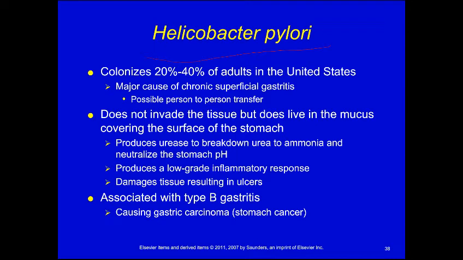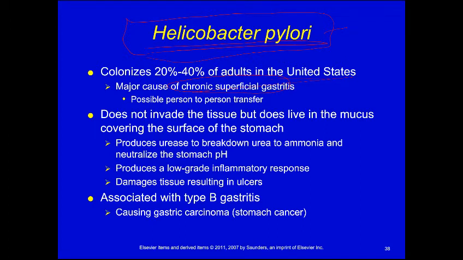Helicobacter pylori. Oh, yan. Common yan. Colonizes 20% to 40% of adults in the United States. This one is a major cause of chronic superficial gastritis. Meron akong chika sa inyo. Ang Helicobacter pylori, meron daw tong predilection sa type O individual. Blood group O individual. Ang Helicobacter pylori commonly isolated from blood group O individual.